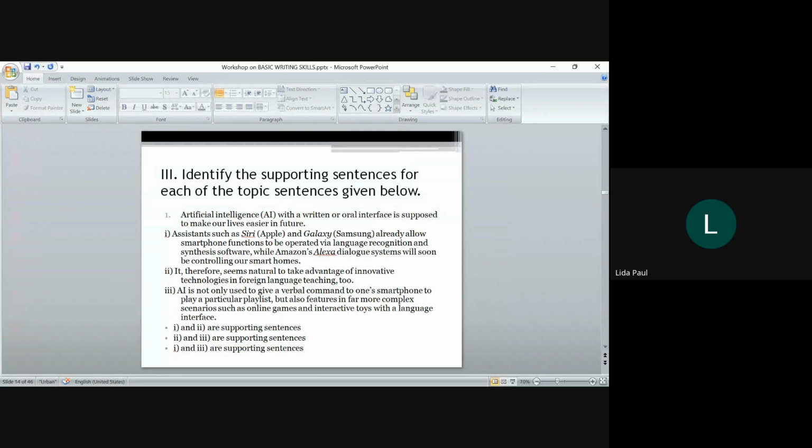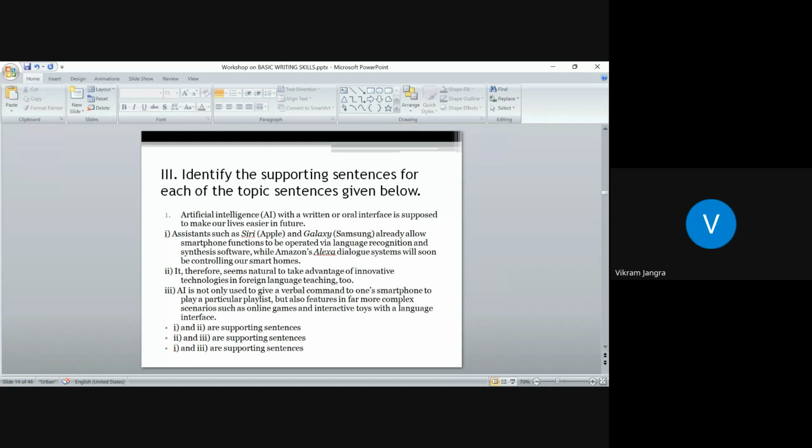So you have assistants such as Siri and Galaxy already allow smartphone functions to be operated via language recognition and synthesis software, while Amazon's Alexa dialogue systems will soon be controlling our smartphones. It therefore seems natural to take advantage of innovative technologies in foreign language teaching tools. AI is not only used to give a verbal command to one smartphone to play a particular playlist, but also features in far more complex scenarios such as online games and interactive toys with a language interface. Sorry. So, which among these do you think serve as supporting sentences?